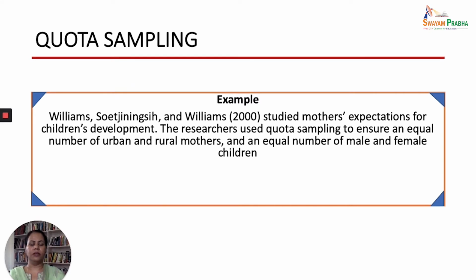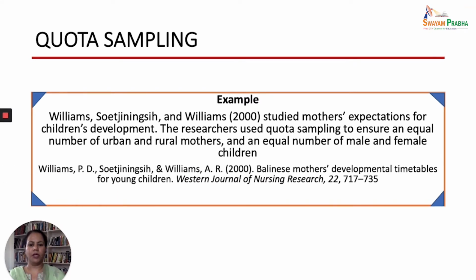So here it is a better type of design, because they have tried to understand the expectation based upon the area of residence, urban and rural, and also sometimes expectations might be affected because of the gender of the child. So here they have taken an equal number of male and female children also, so that they can get a complete picture of the mothers' expectations for the children's development. So quota sampling is a better design than the convenience design.